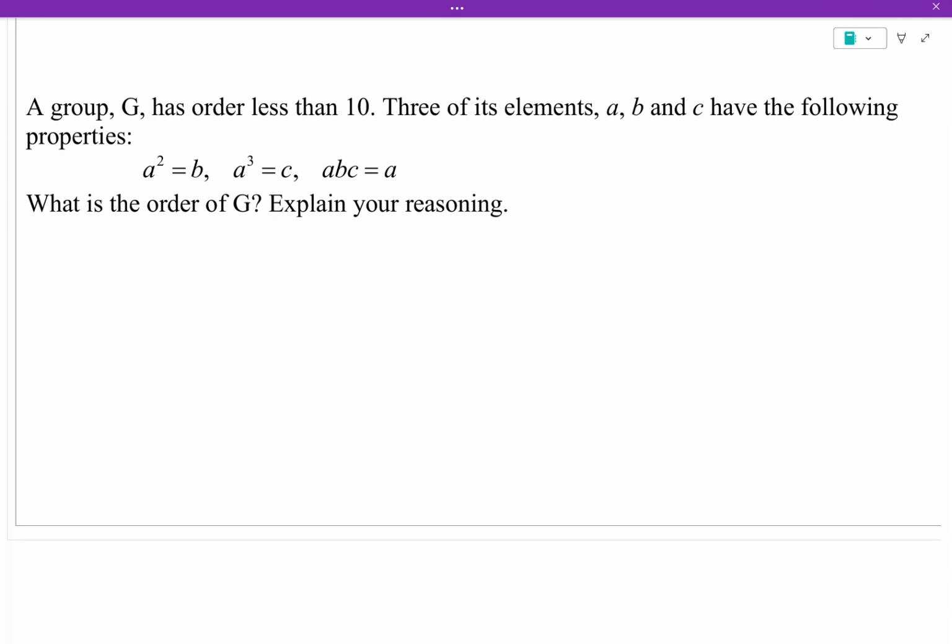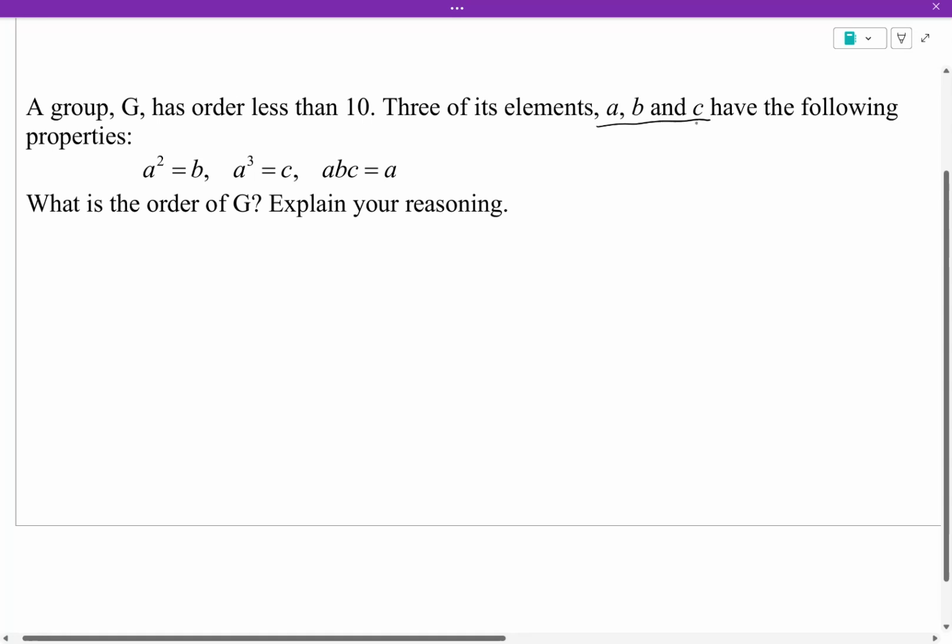So we know the order is less than 10. Okay, so it's a number from 3 up to 9 because we've got 3 elements here. Assuming these are all distinct elements, the order must be a minimum of 3, potentially up until and including 9. Now let's look at 3 properties we are given.